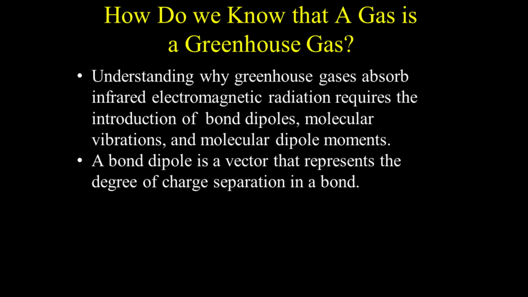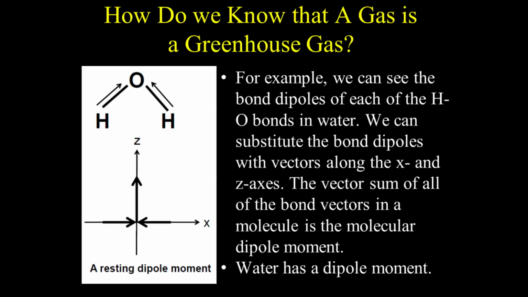Understanding why greenhouse gases absorb infrared electromagnetic radiation requires the introduction of bond dipoles, molecular vibrations, and molecular dipole moments. A bond dipole is a vector that represents the degree of charge separation in a bond. For example, we can see the bond dipoles of each of the H-O bonds in water. We can substitute the bond dipoles with vectors along the x and z axes. The vector sum of all of the bond vectors in a molecule is the molecular dipole moment.